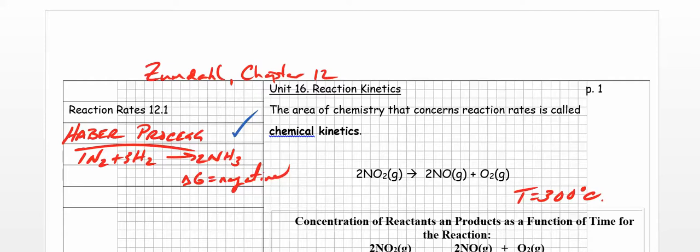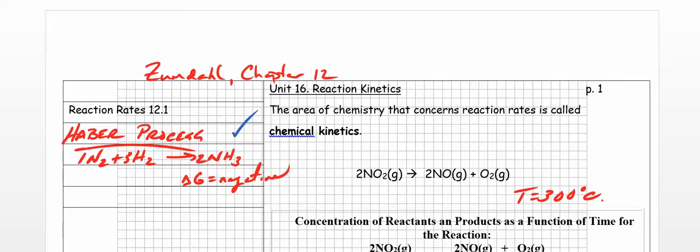So, what is the Haber process, and why is it important to us in chemical kinetics? Well, as you can see here, we have N2 plus H2 forming NH3. So the ammonia is what we're interested in. But as it turns out, this is a reaction that is very spontaneous. In other words, it has a delta G that's very negative.